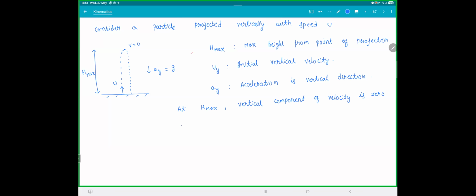So using the equation, vy square minus u square is 2as. Velocity is 0. This is u square. 2, gravity is minus g. Remember, up is positive, down is negative. Signs will matter. And this is Hmax. So Hmax is given by u square by 2g. But a better formula would be this. Hmax is u vertical square by 2 a vertical, the magnitude.